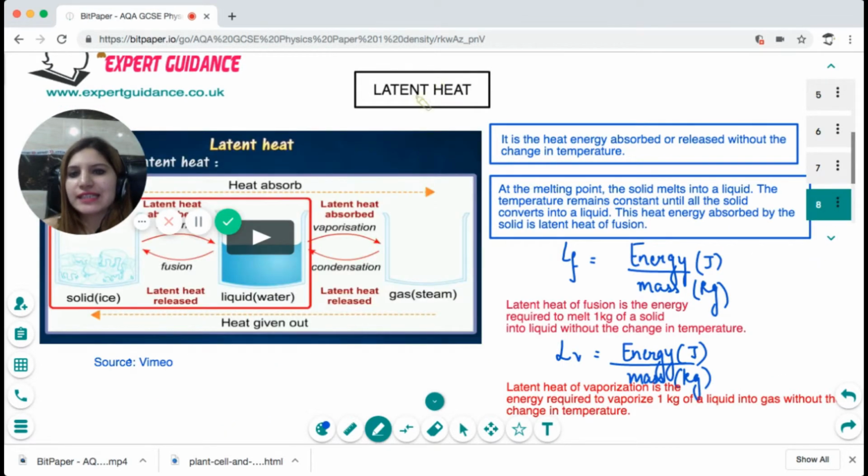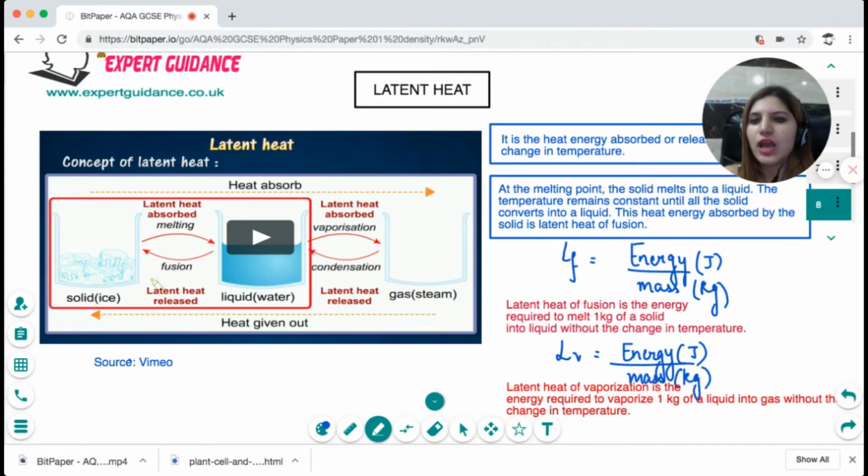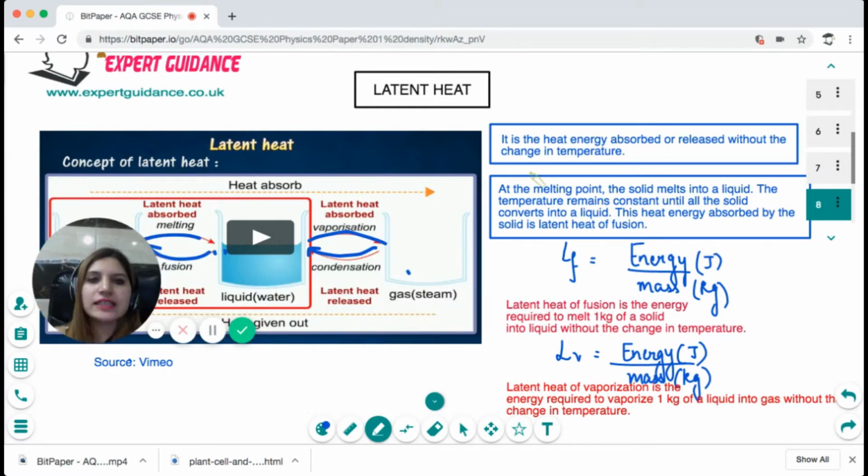Okay, next is latent heat. If you see this figure, it explains the concept of latent heat. When a solid is converting into liquid, the latent heat of melting is absorbed, and when liquid is converting into gas, the latent heat of vaporization is absorbed. But on the other hand, the latent heat is released in condensation, and in fusion, the latent heat is also released. So what is latent heat? It is the energy absorbed or released without the change in temperature.